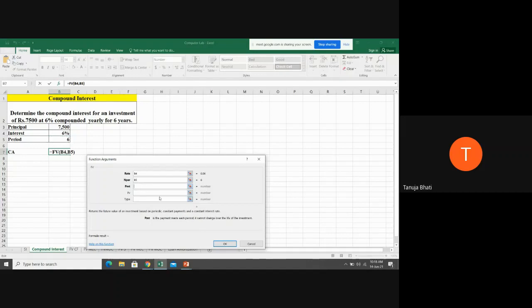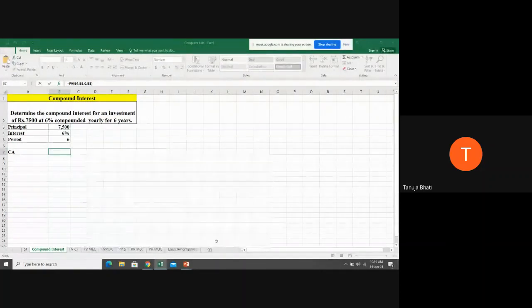PMT is the payment, students. What PMT stands for is the cash flows, like if it is a cash flow annuity, or if it is multiple unequal cash flows, you need to write it here. Now, since in this problem there are no cash flows, you have to write 0 here. And then PV. PV is what? The principal, the present value. The present value is 7,500. So just click on this cell B3. Okay. And then click on OK.